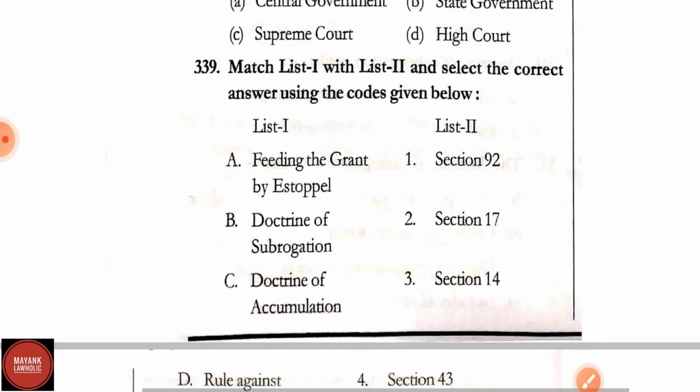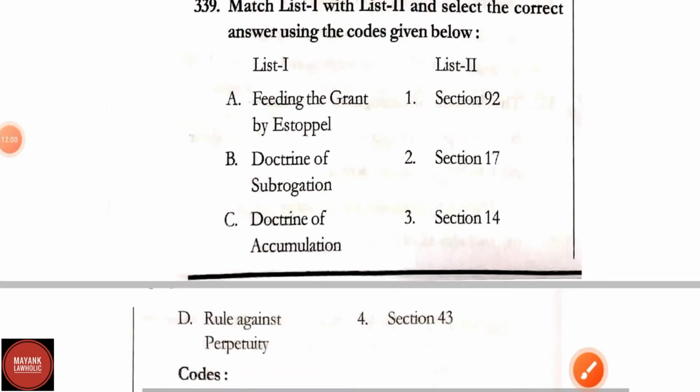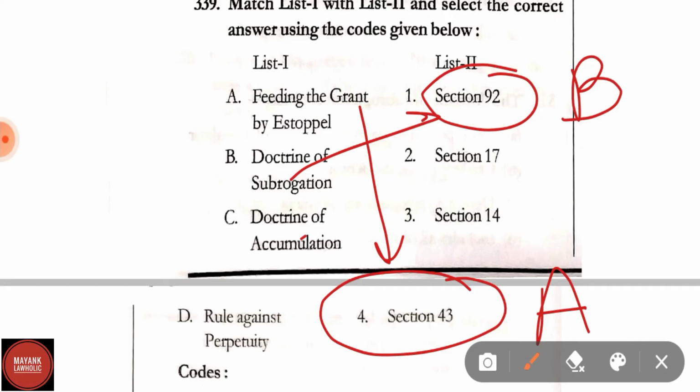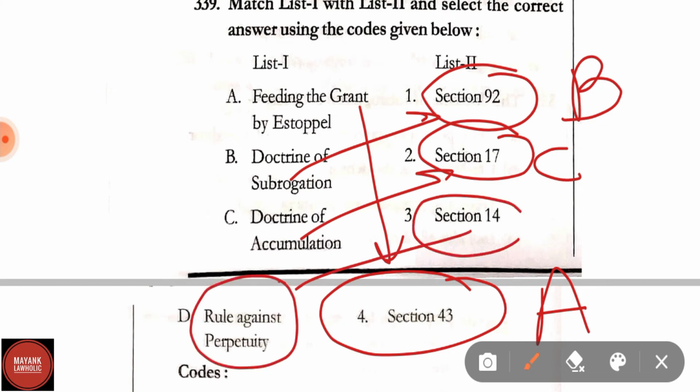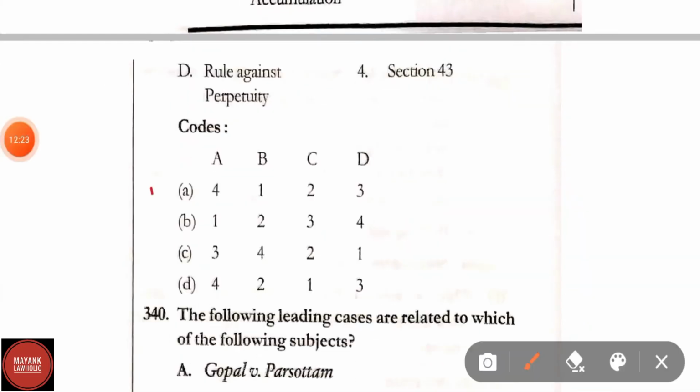Question number 339. Match list 1 and list 2 and select the correct answer by using the codes given below. Feeding the grant by estoppel: correct answer is section 43. Doctrine of subrogation: correct answer is section 92. Doctrine of accumulation: correct answer is section 17. And rule against perpetuity: correct answer is section 14. By going through these matches, the correct codes will be option A.